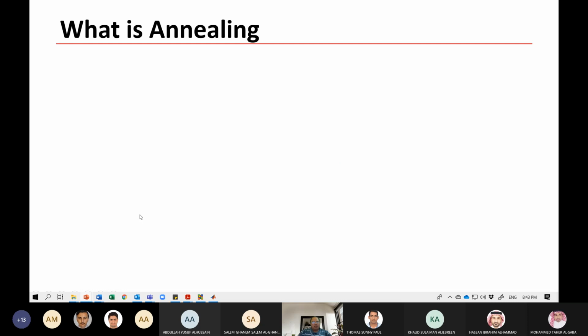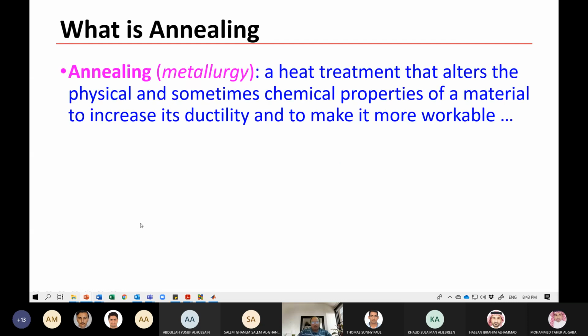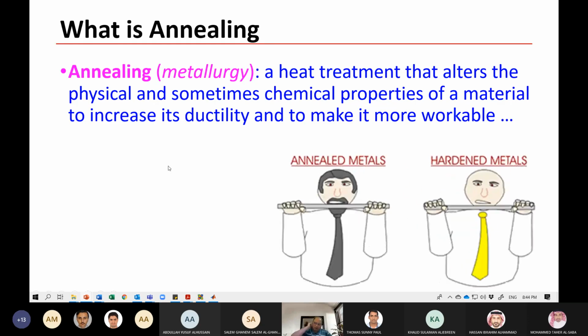So annealing is a heat treatment that alters the physical and sometimes the chemical properties of a material to increase its ductility and to make it more workable. So you have it here. This is the material at the beginning. It's very hard, and when you anneal it, it becomes ductile and also more workable, more flexible.